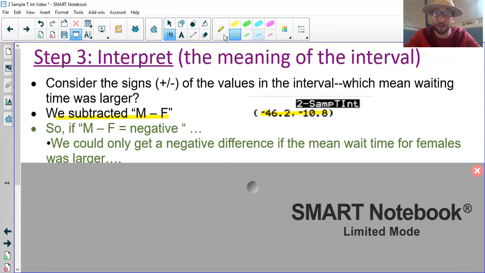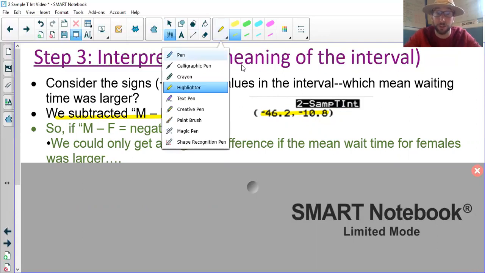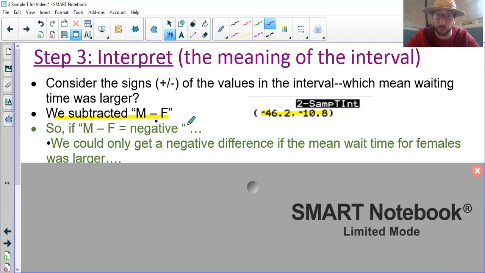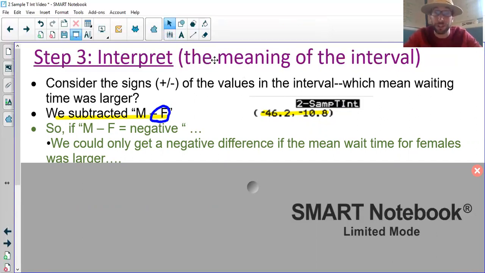If we're going to do m minus f and get a negative number, the only way that's going to occur is if this, the mean for the f group, was larger. And as a result, another interpretation is now, we're pretty sure, we're 98% confident that the mean wait time for the females is bigger. And again, that's because m minus f gave us a negative difference. How much bigger is the mean wait time for females? Somewhere between 10.8 and 46.2 seconds.